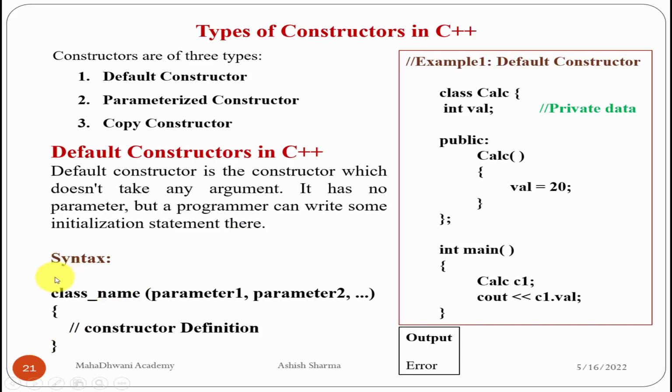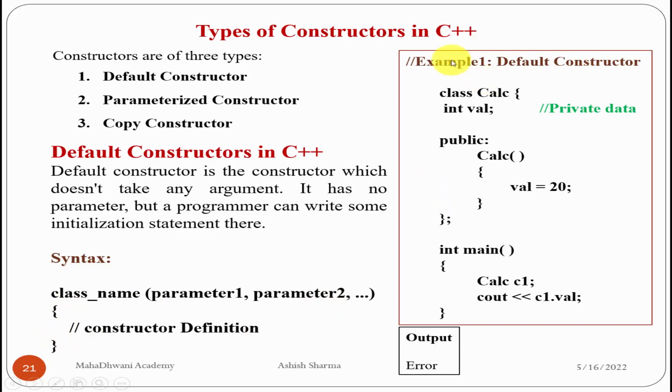Now what is the syntax for the constructor? This is the general syntax of the constructor. We cannot say this is a default constructor because a default constructor has 0 parameters, and here we have taken parameter 1, parameter 2, which means it's the general syntax of the constructor. First is the class name, then parameter 1, parameter 2 as a list of parameters, and close the parenthesis. After that comes the definition part, the constructor definition.